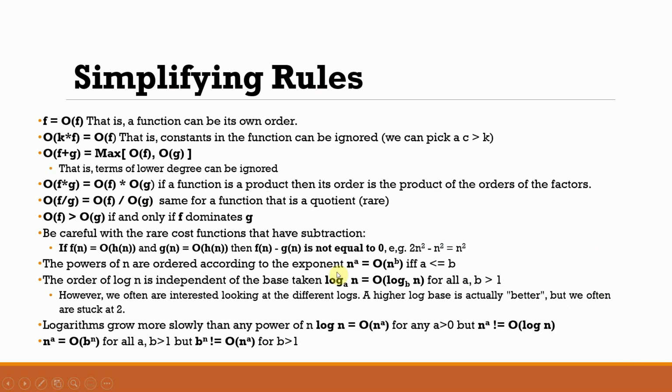Some simplifying rules, we don't use them very often, but f is always order of f, right? A function can be its own order. Here, our function is basically our cost function. These are mainly used in the pure mathematical part of computer science, but it's good to know. Big O notation of k times f is going to be big O notation of f, so we don't care about the constants or coefficients. Big O notation of f plus g is going to be of order of maximum of order of f and order of g, right?